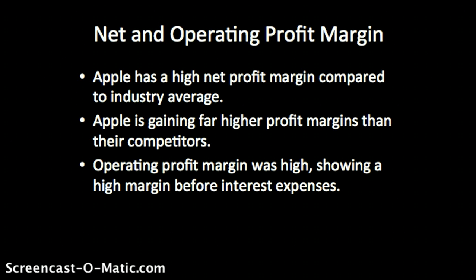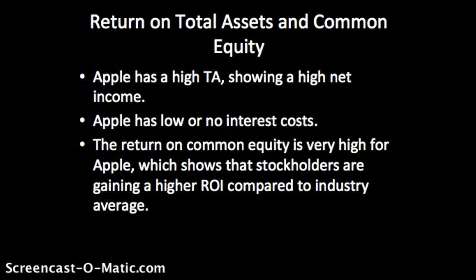The operating profit margin for each company shows that the company is operating well above industry average. This shows that each company is operating very well before interest expenses are considered. Next, we will look at return on total assets and common equity. Apple and Microsoft are each operating well above industry average for return on total assets.